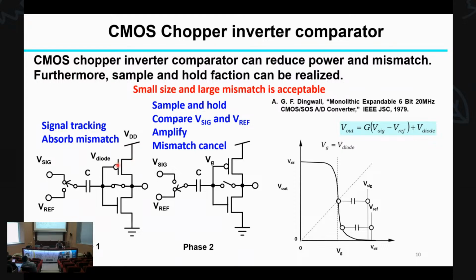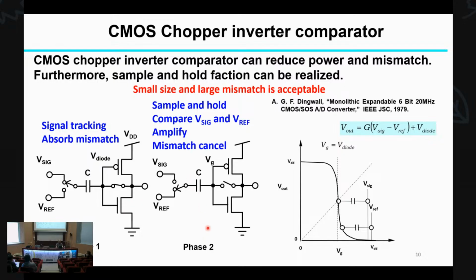We used this chopper inverter comparator, very simple: an inverter and switched capacitor. Firstly, we shorten this node. This acts as a diode, and this is the capacitor. So the capacitor samples the signal and also the fluctuation of mismatch of the transistor. This is phase one, the signal tracking and absorbing the mismatch.